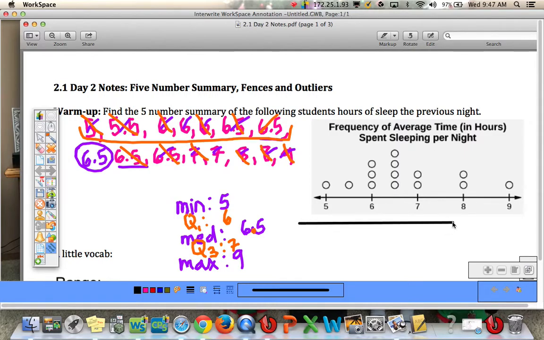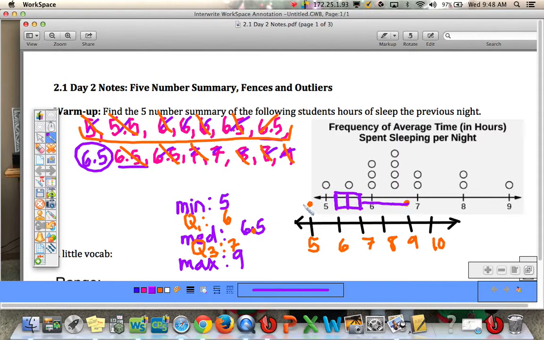To make a box and whiskers plot, let's just put some numbers on our number line. Ooh, that's pretty crooked. Okay, so let's say this is 5, 6, 7, 8, 9, 10. We're going to put dots for our min and max. So min is 5, max is 9. Put lines for Q1, median, Q3. So 6, 6.5, and 7. So there's our box and whiskers plot.